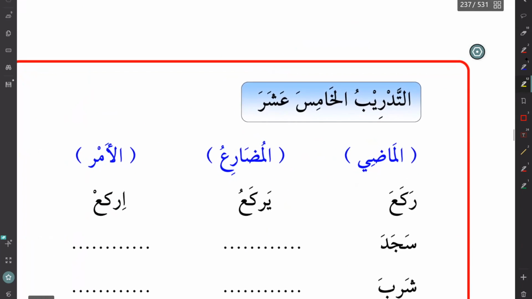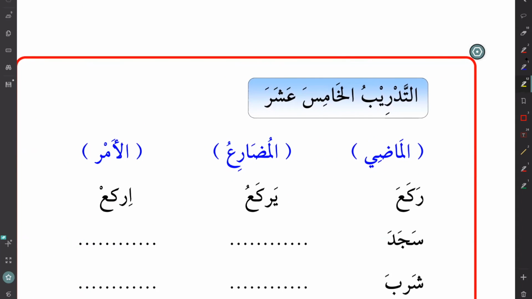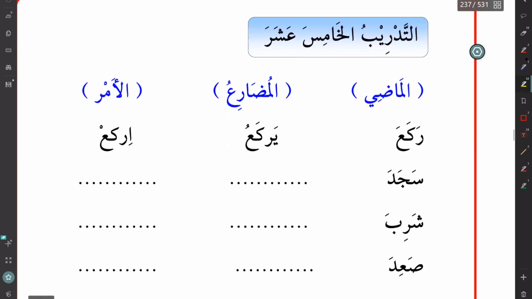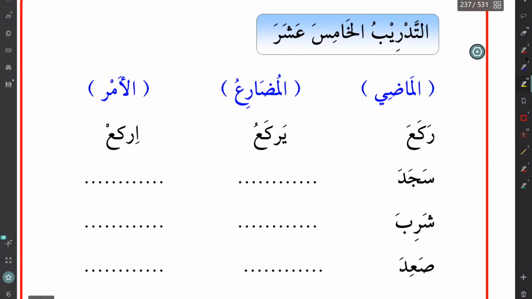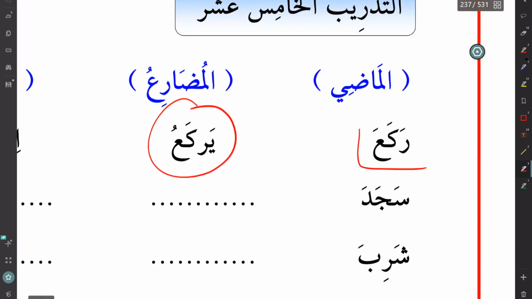We have at-tadrib al-khamis ashara, the 15th exercise. Here they want you to make the verbs in different forms, right? So we have raka'a. Remember, we had this verb before. Yarka'u. Yarka'u is what? To bow down, to make a ruku'. So as you can see, in the past tense we don't have the ya, so we remove the ya, right?